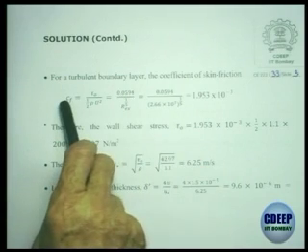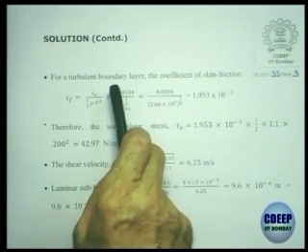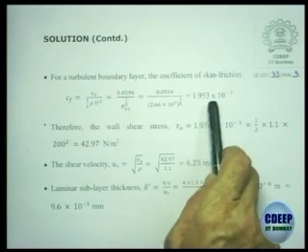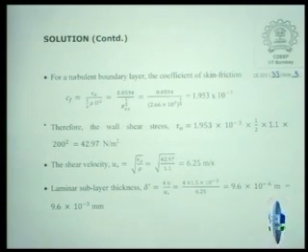So, you get the coefficient of skin friction, which is defined as tau 0 by half rho u square, equal to 1.953 into 10 to the power minus 3.